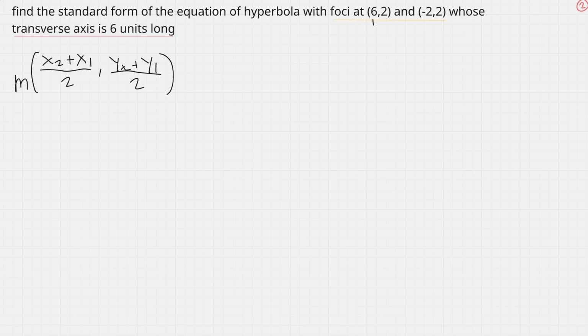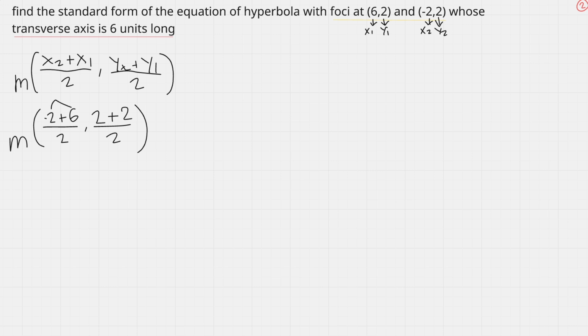This will be our x sub 1. This will be our y sub 1. This will be our x sub 2. And this will be our y sub 2. Now we can substitute. Our x sub 2, we have negative 2, plus our x sub 1, we have 6, over 2, comma. Our y sub 2, we have 2, plus our y sub 1, we have 2, over 2.